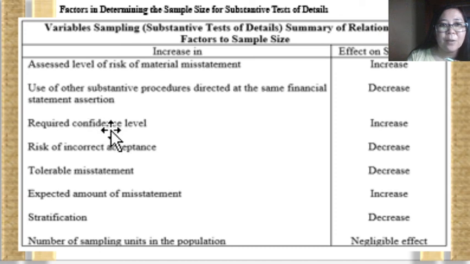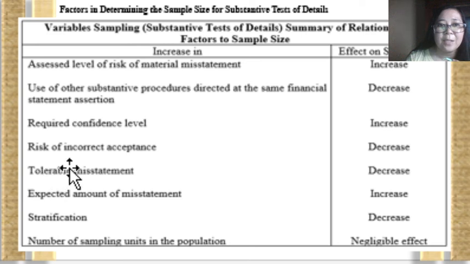Next, use of other substantive procedures directed at the same FS assertion. In this case, the auditor can decrease or reduce the sample size because, as mentioned earlier, this decrease of the sample size can be compensated by the additional substantive procedures that the auditor will perform. What about the required confidence level? If this is increased, of course, our sample size will also increase to confirm that indeed there is lesser misstatement, or again, depending on the result of the evaluation.